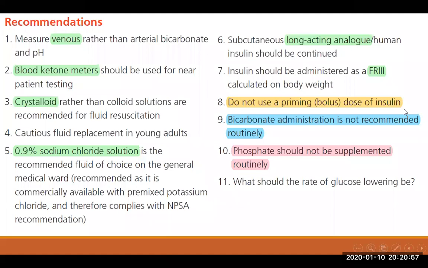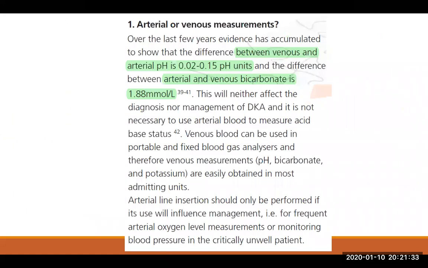Of course, in children, this is mandatory, and in adults, in the NICE guidelines, they didn't recommend a bolus dose of insulin. Bicarb is not recommended routinely except in very minimal cases with pH less than 6.9. This is the only indication to give bicarb in the case of DKA, and this is not mentioned in the guideline. Phosphate should not be supplemented routinely in management of DKA. This is very important.